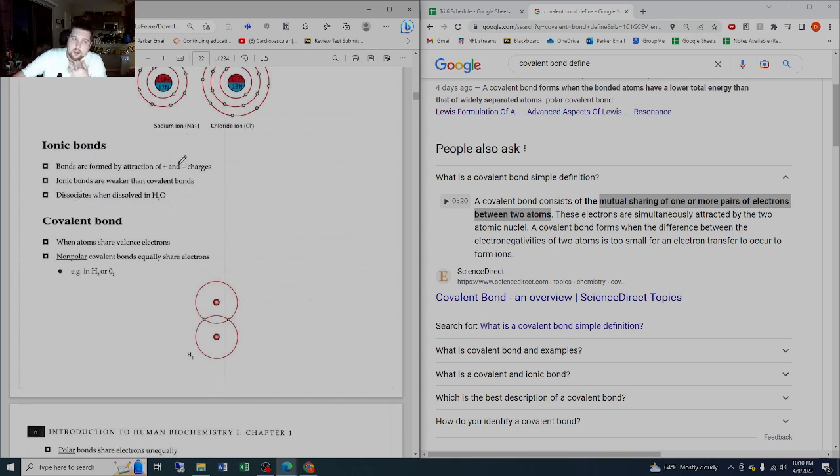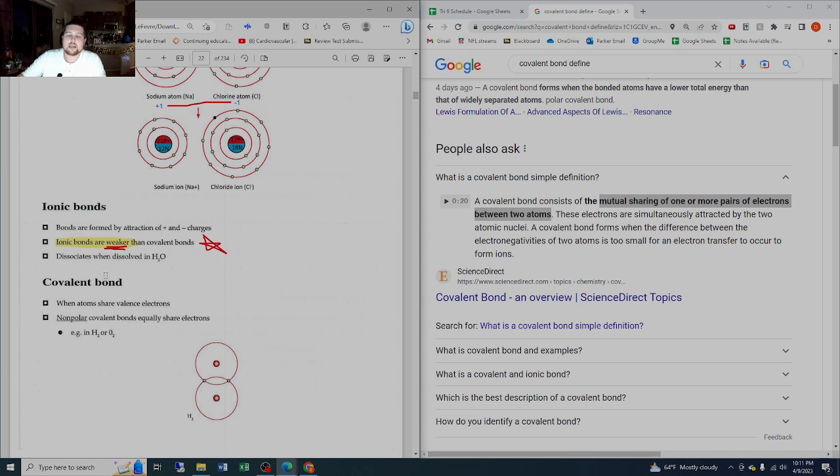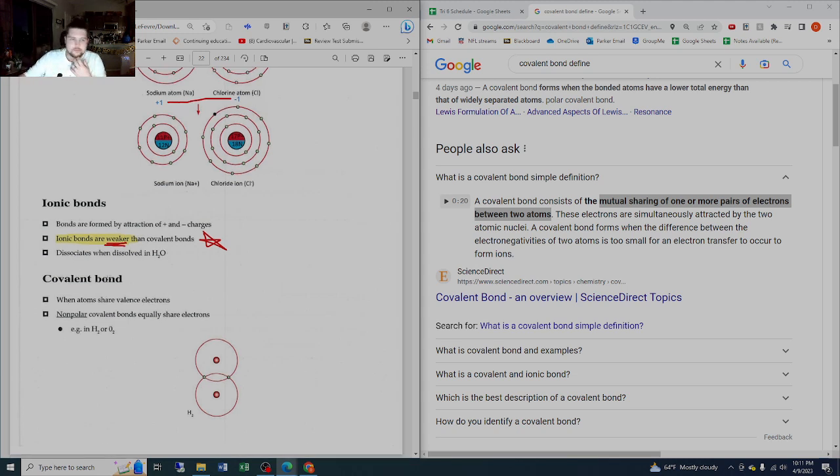Just like we said, the bonds are formed by attraction of the positive and negative charges, and ionic bonds are weaker than covalent bonds. So we're going to get into a little bit of a tier list of which bonds are stronger versus which ones are weaker. Ionic bonds are weaker than covalent bonds. Throw that in the back of your head, write that down, star that, highlight that, because that will keep coming back in a lot of other questions that we start to ask. It dissociates when dissolved in H2O. So if you take a compound like sodium chloride and put it into water, the water is going to dissolve it and break those bonds.